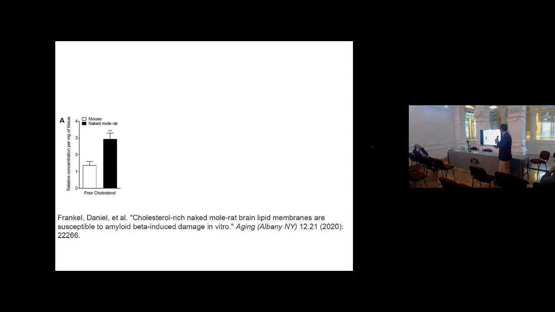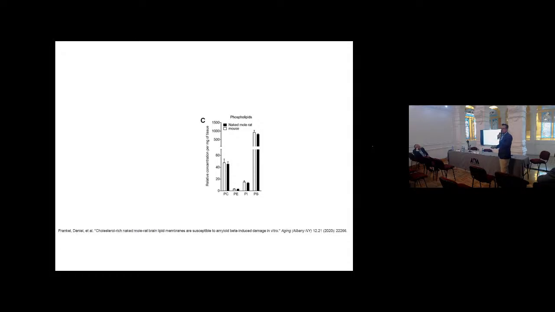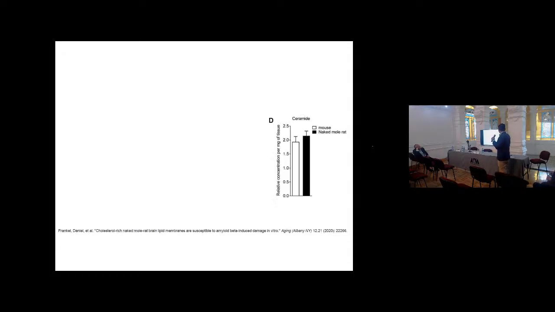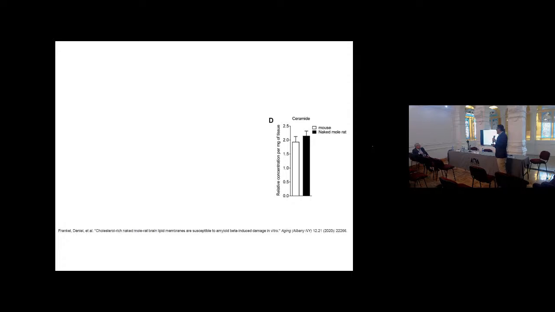Our collaborator, Frankel Daniel, in the UK, at the University of Newcastle, they measured that the naked mole rat actually has twice the cholesterol of the mouse. When they looked at sphingomyelin, they also saw some difference, which is that the naked mole rat has half the sphingomyelin of the mouse. For other lipids, they didn't find any relevant difference. Nor for phospholipids, nor for ceramide. So, yeah, if I recall correctly. But I'm not an experimentalist, so.